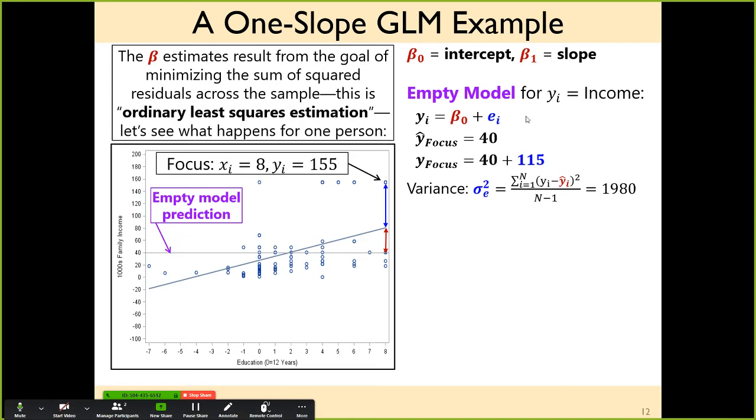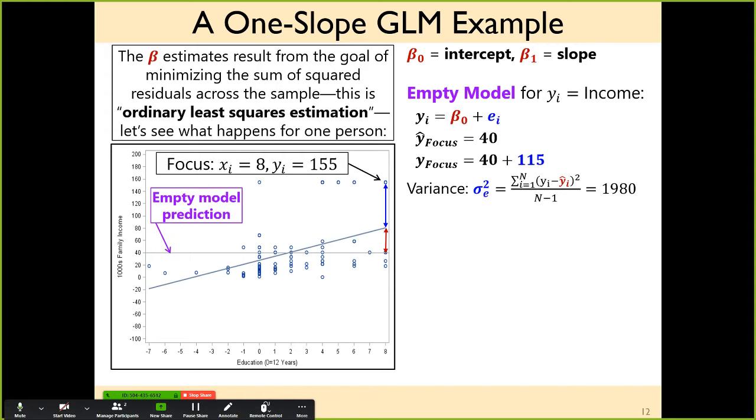If I don't know anything else about a person, what is my best guess for what their income is going to be? I have no predictive information whatsoever, and I got to make a decision for Y sub I, for you. What's my best guess as to what your income is going to be? Yeah, the mean, right? The mean is the most likely value by definition. That has to be your best guess.